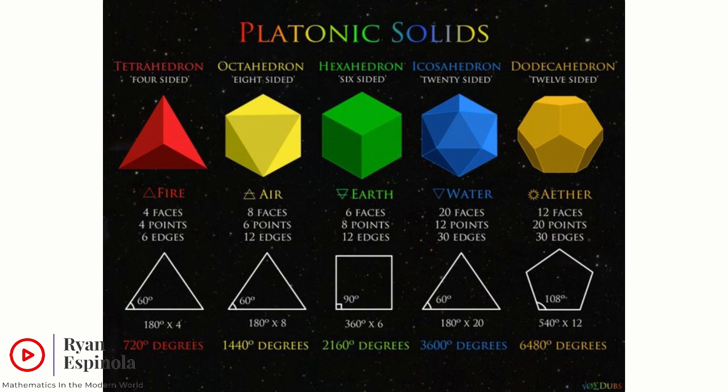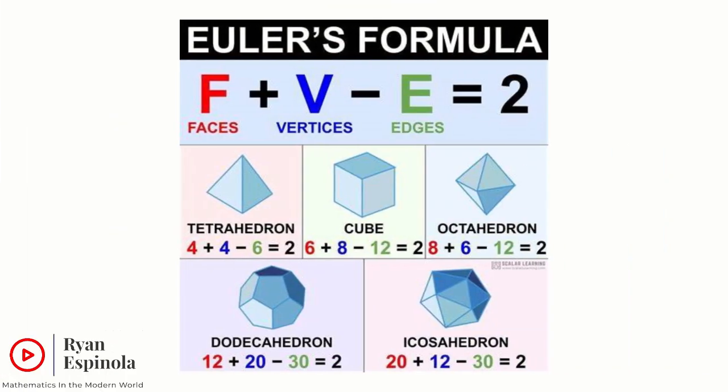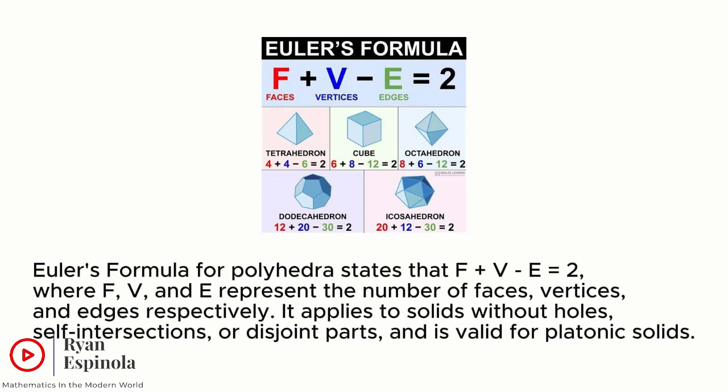In Platonic solids, there is a formula called Euler's formula. Euler's formula deals with three-dimensional shapes called polyhedra. It states that F plus V minus E is equal to 2, where F is the number of faces, V is the number of vertices, and E is the number of edges.